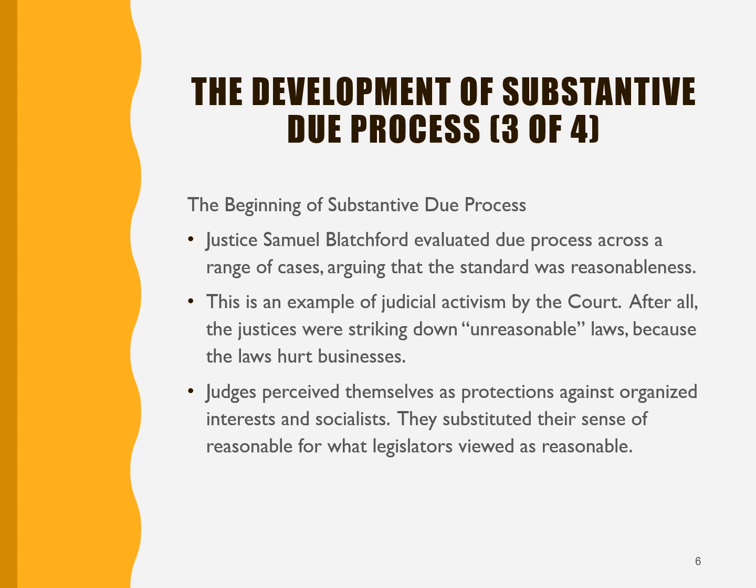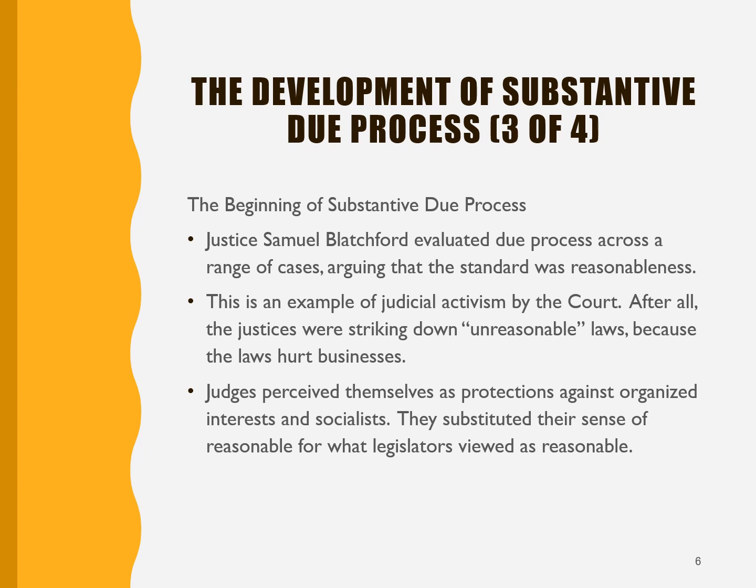The credit or blame for substantive due process can often be ascribed to Justice Samuel Blatchford. He evaluated due process against a range of cases, and he felt that the court had adopted a standard of reasonableness. Reasonableness in the sense of, was the law reasonable in light of all of the circumstances? This is an example of judicial activism. After all, justices were striking down unreasonable laws because they felt that the laws hurt businesses.